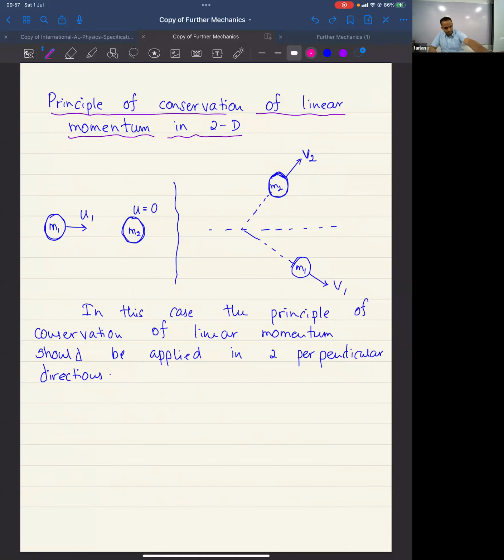In this case, the principle of conservation of linear momentum should be applied in two perpendicular directions.